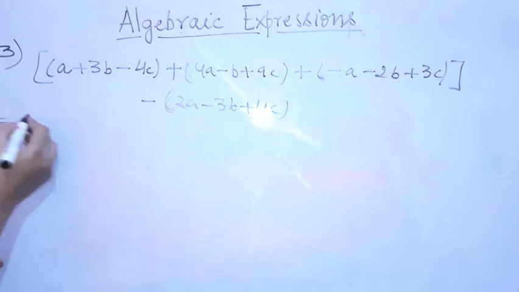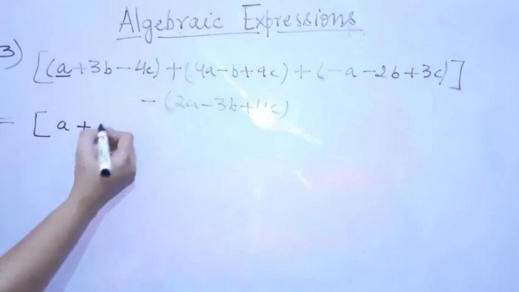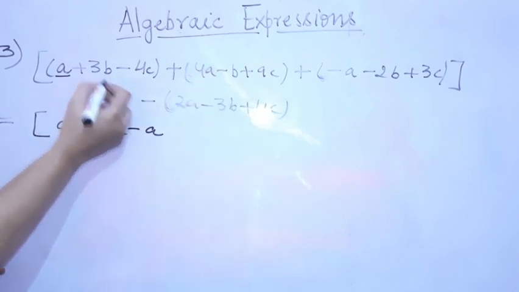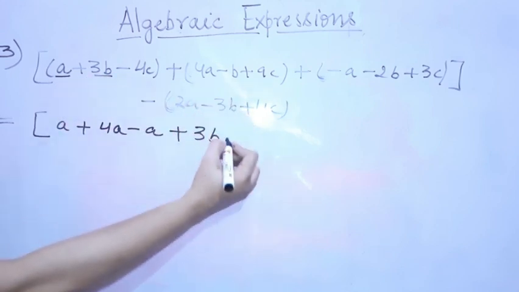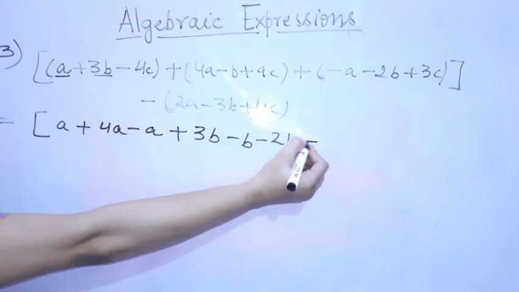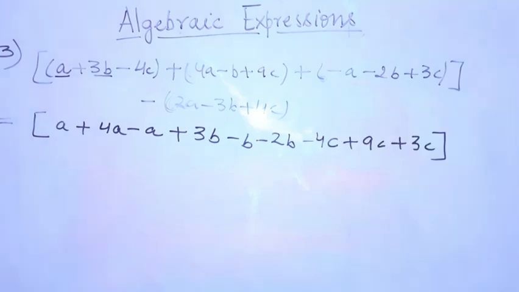So I am simply collecting all the like terms together. A plus 4a, then here it is minus a. Now coming to b, this is 3b plus 3b minus b and minus 2b. Now collecting the c ones, it is minus 4c plus 9c plus 3c.